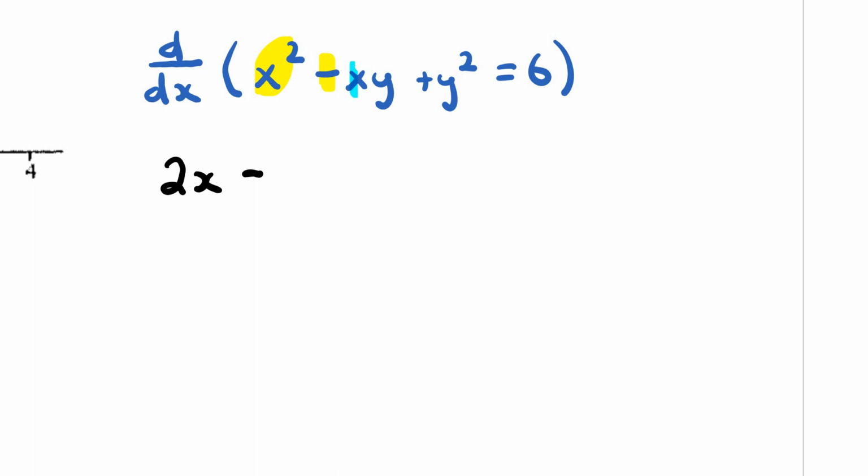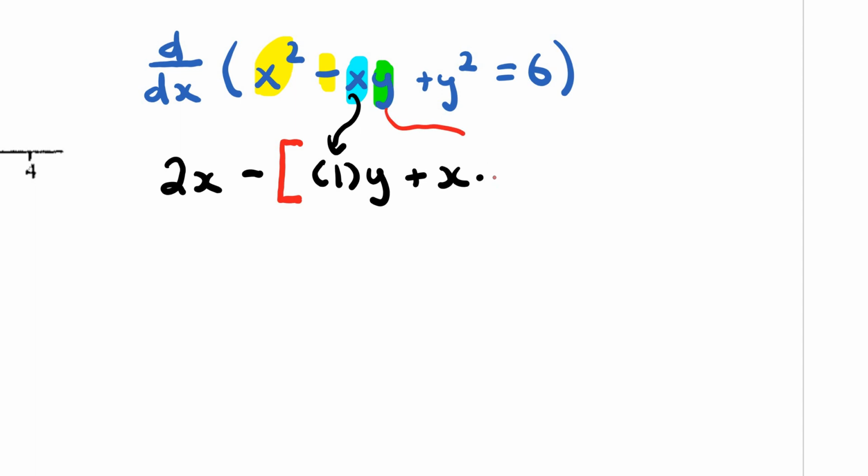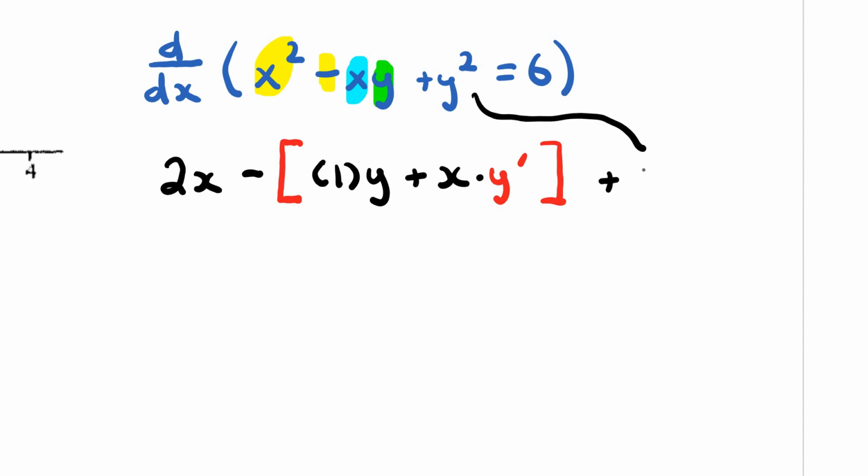And now we have a product, right? We have x times y. Now what I'll do here is I'll put a bracket here so that we take the product rule correctly, and the derivative of x is going to be 1 times y plus x times, and then the derivative of y is going to be y prime. So there's our product rule that we've taken there, and I'll put a square bracket there to end it. And then plus, well, what's the derivative of y squared? Well, that's going to be 2y times y prime.